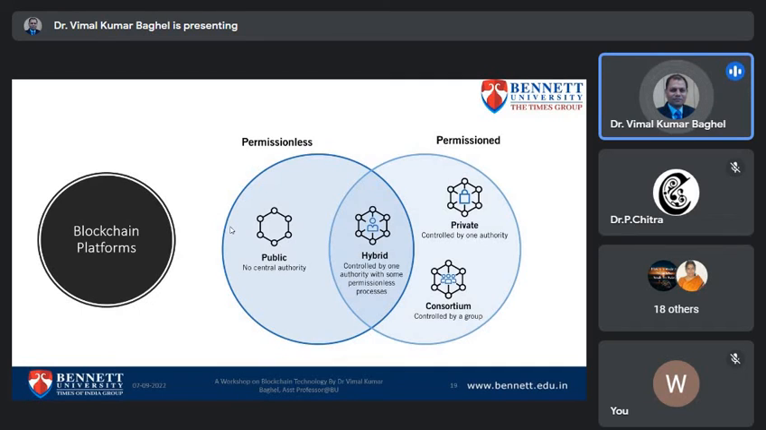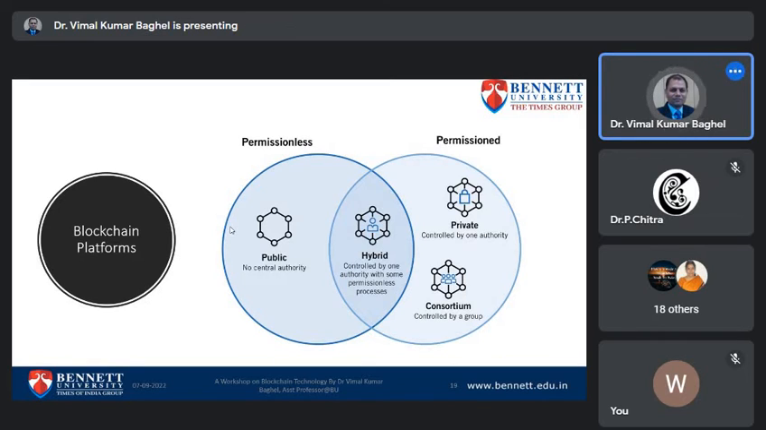All right, so now quickly we have to discuss various blockchain platforms. We have two types of blockchains, as I said: public blockchain and private blockchain. Public blockchains are known as permissionless blockchains, and private blockchains are known as permissioned blockchains. And there are some hybrid kinds of blockchains also. In the case of a public blockchain, there is no central authority, for example Ethereum. In Ethereum, we don't have any central authority.